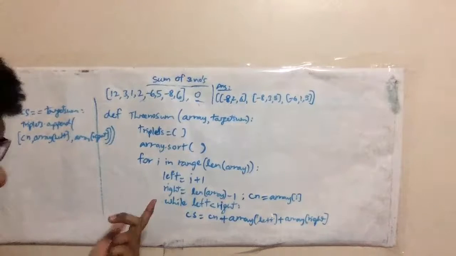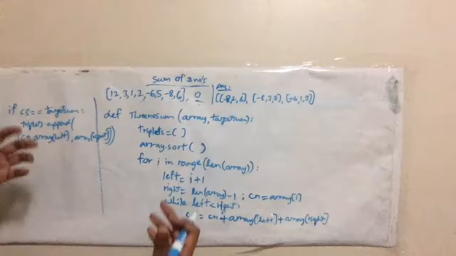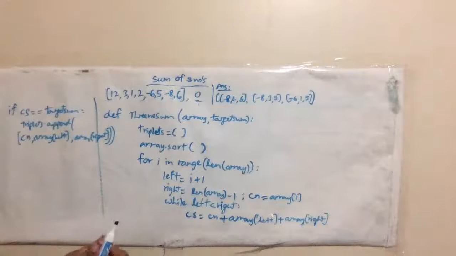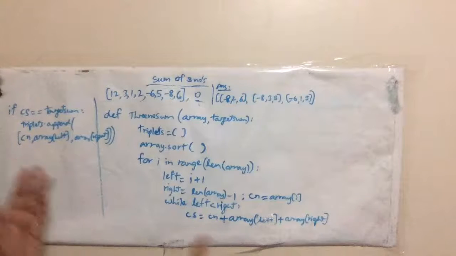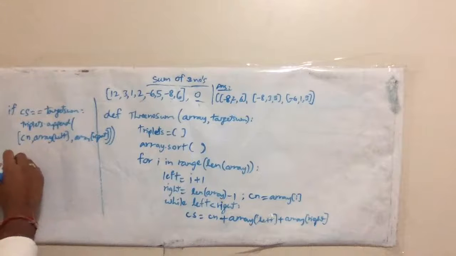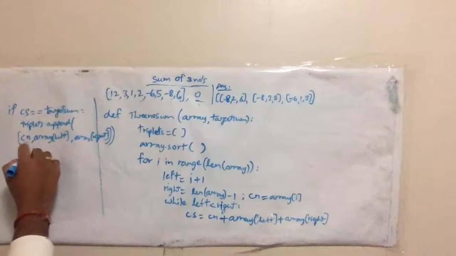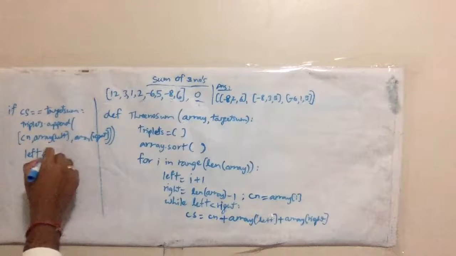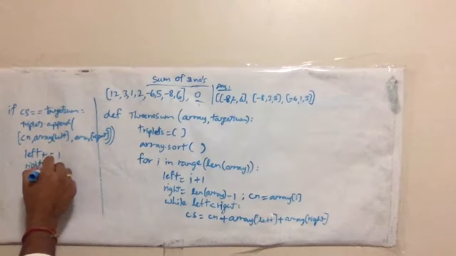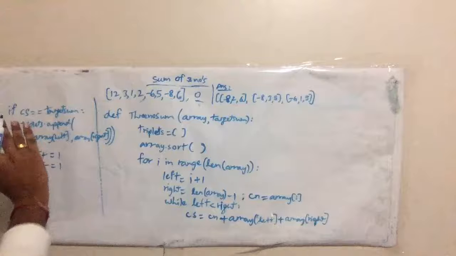And as we talked, we need to go through the logic again. Okay, we appended the triplet. So what we need to do further in that iteration itself is check whether there is any one more combination by moving both pointers left and right. How can we do that? Left increase by one, moving to the right side, and right decrease by one. Okay, so we have checked the equal to combination.